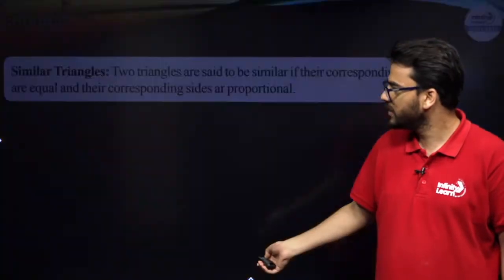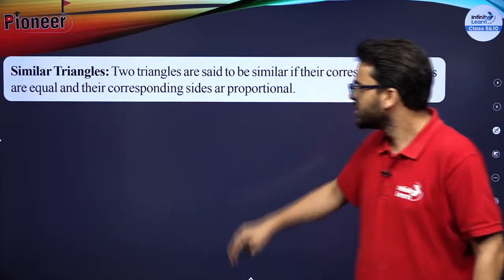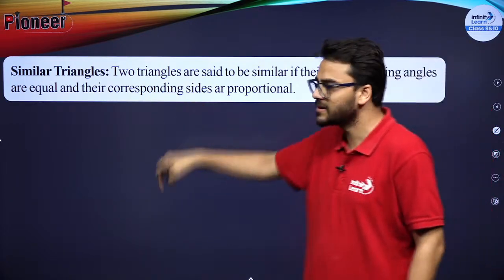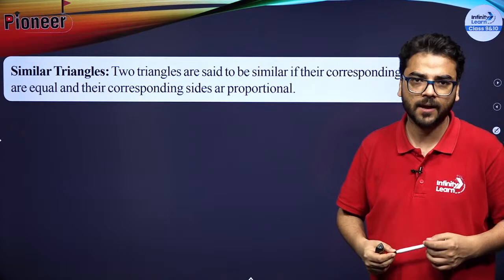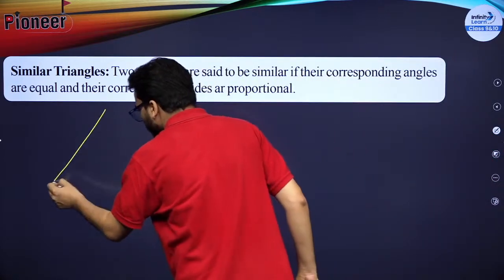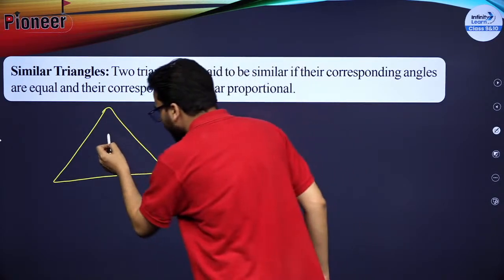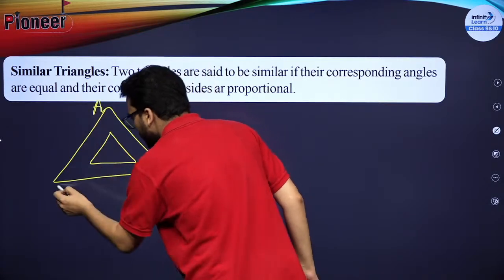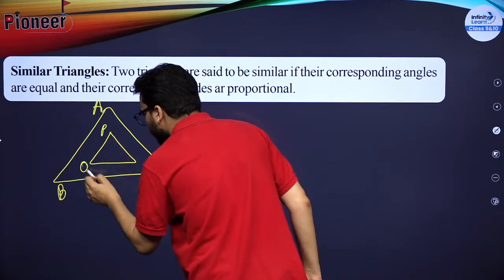We are going to do similarity criteria, similarity of triangles over here. Two triangles are said to be similar if their corresponding angles are equal and the corresponding sides are proportional. Suppose I've got two triangles over here. The first thing you need to understand is the meaning of similarity. For example, I'm making two triangles over here. Suppose this is ABC and this is PQR.